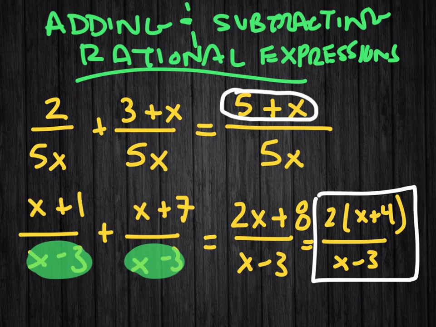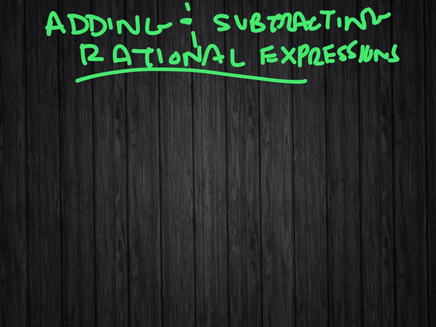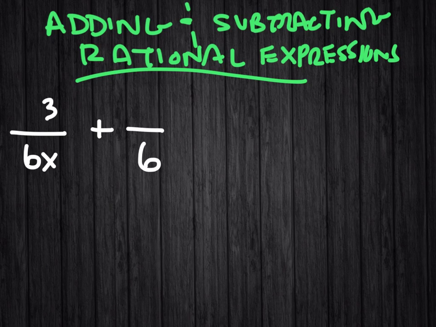These are just two examples of rational expressions when you have a common denominator. It looks different than normal ones, but that's how it works. Let me show you how you would work with a common denominator that isn't the same. So let's say we had x over 6x, and let's say we had 6 over 5x.